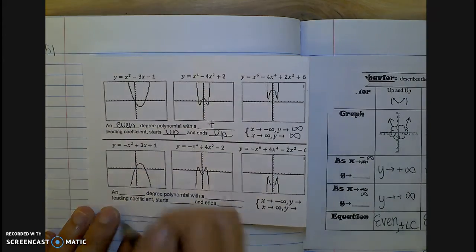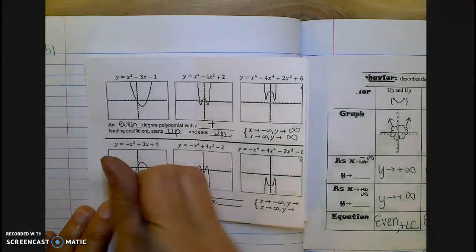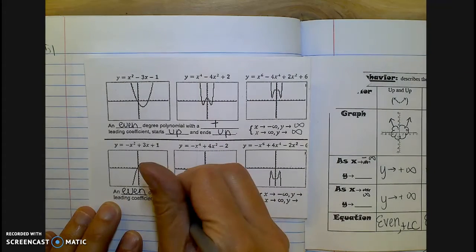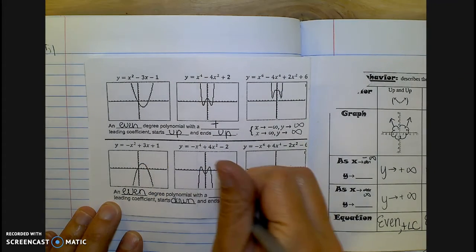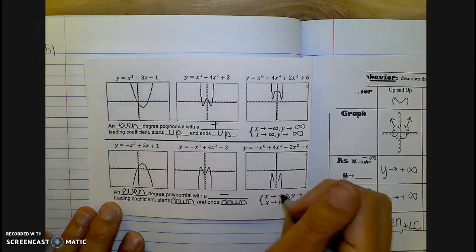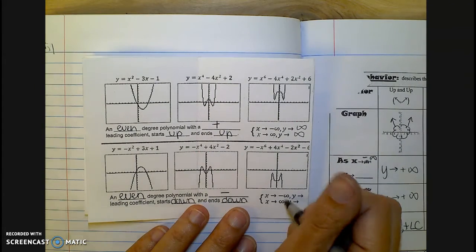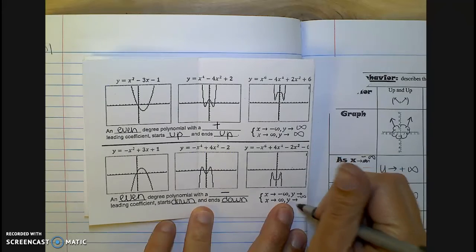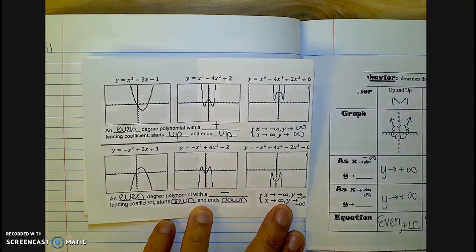Okay, down here I notice that they're still even, but now they're negative, and these ones start down and end down. So we have left and right, negative infinity for x, positive infinity for x, and both of these are going down, so negative infinity on both.